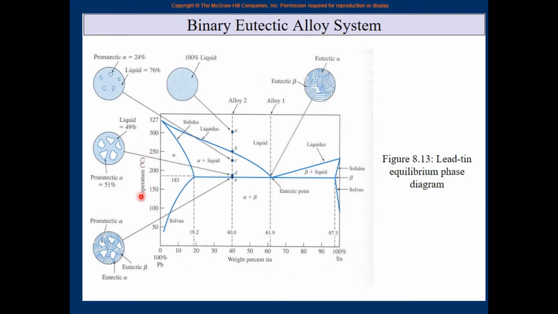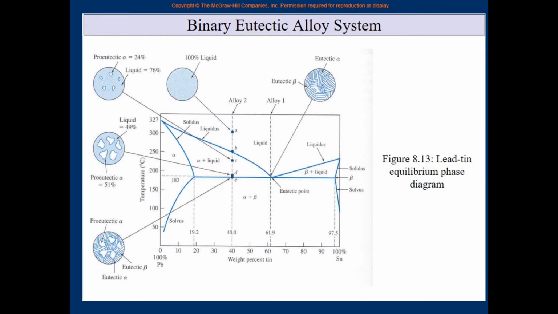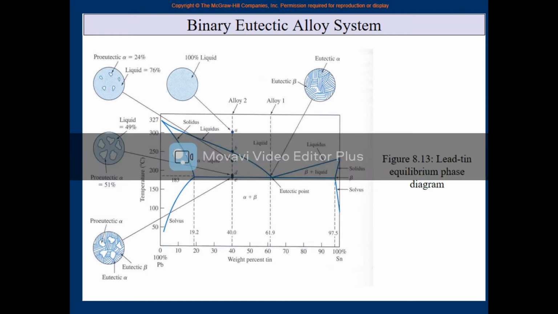Again, there is temperature here. There is composition, weight percent of tin, here. So this is there. Now, can you find any triple point here? Just take 5 seconds, 10 seconds. Can you find any triple points here? Triple point means a point on which three phases coexist. Three different types of things coexist.